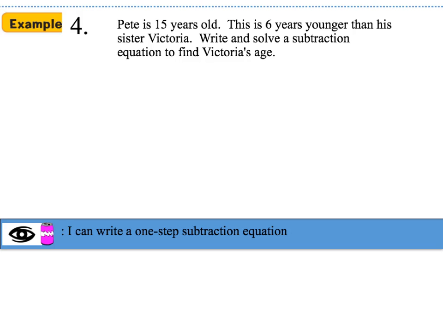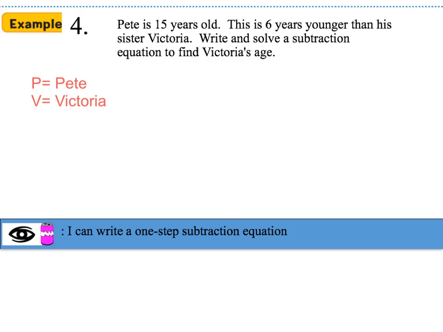Example 4 says Pete is 15 years old. This is 6 years younger than his sister Victoria. Write and solve a subtraction equation to find Victoria's age. So let's use variables to identify the names of the people in this problem. P will stand for Pete, and V will stand for Victoria.